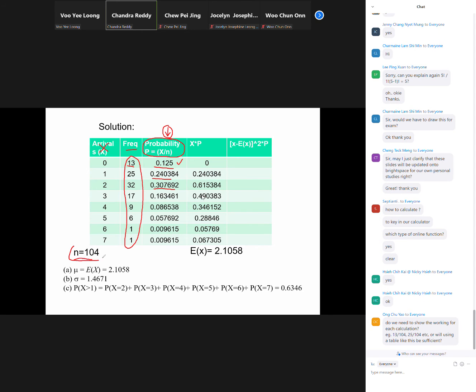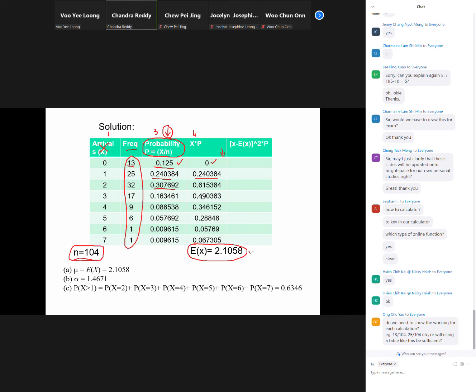The total sample space is given and the frequencies are given, so you can calculate the probabilities. Once you know the probabilities, you multiply with column 1. This is now your column 3, so X into P. Column 4 gives you the multiplication of column 1 and 3. So 0 into 0.125 gives 0, and 1 into 0.240384 gives that value. You are multiplying the variable with its probability. Then you add up all these values, and that gives you the expected value or the mean of the mortgage approvals for the given data over 104 weeks.